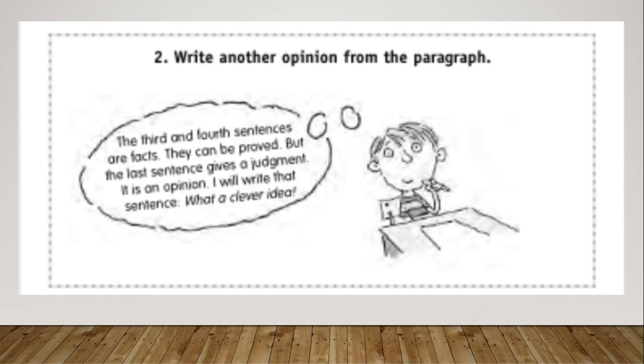So sometimes when the author is trying to prove their point, they use facts to support their opinion. When we look at this, we see in our third and fourth sentence that there are facts and they can be proven. But the last sentence is a judgment. What a clever idea. So, as we read, we're going to think about author's point of view. And remember, when we're doing this, we want to separate our facts and opinions from one another. So, go ahead and get started and enjoy.